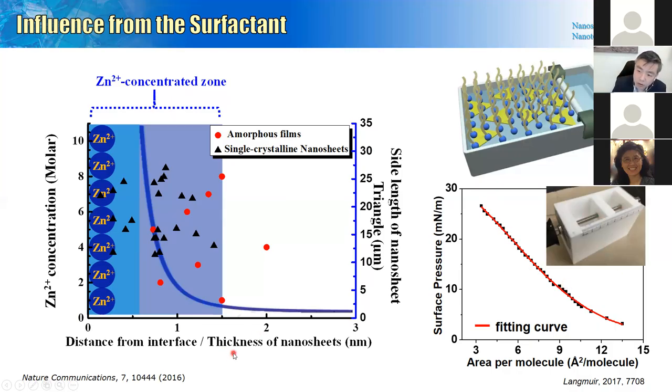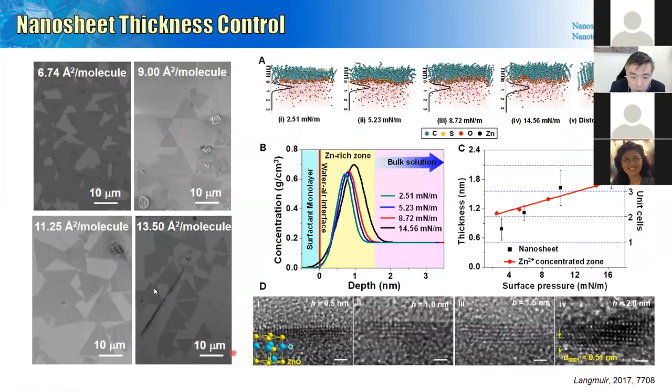All right, so then we apply our system to the growth. And what we can see here is that at a different surface density for the surfactant, we can get the zinc oxide nanosheet pretty much with the same morphology, but the thickness is slightly different, and we characterize them using atomic force microscopy. And if we further increase the density above this 6.75, then nothing will be obtained.